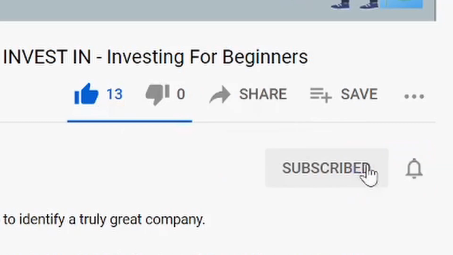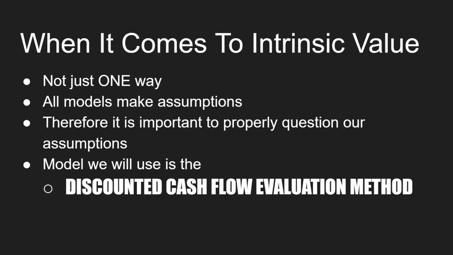Now, there are several ways to calculate the intrinsic value, and there is no real golden standard to follow. However, it is extremely important to realize that you always make at least some assumptions and guesses when it comes to calculating the intrinsic value of a stock.